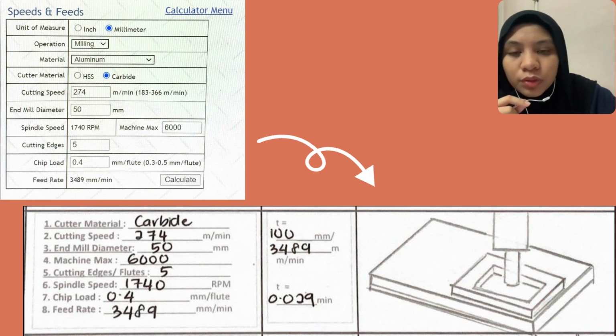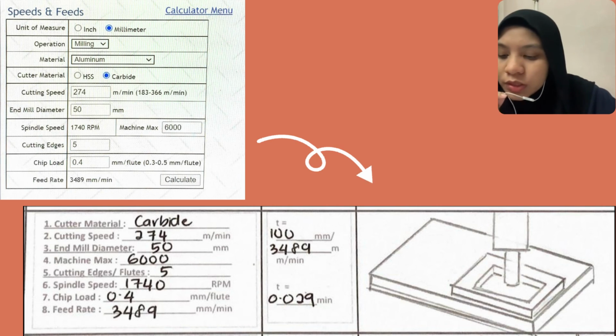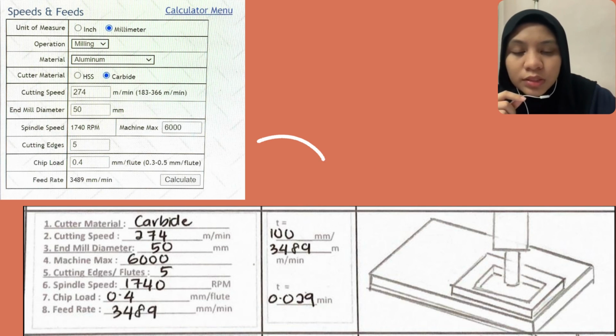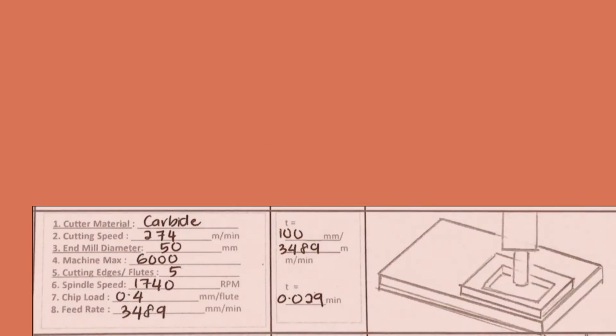Then we go to part D, which is the graphic illustration that I sketched myself for this process, which is rough mill rectangular pocket inside. So you can see the sketching over here.